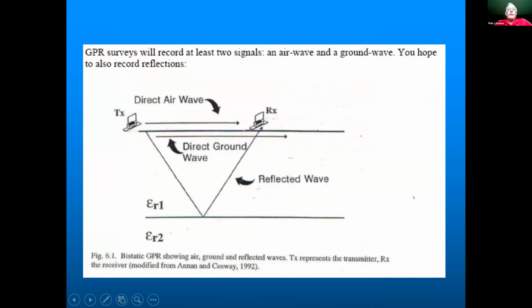This is a nice diagram, actually, I use in class. The direct air wave goes from transmitter to receiver. The direct ground wave does the same thing, but it passes through the upper part of the ground, generally within 10 centimeters of the surface. And then the direct reflected wave goes down, hits some kind of boundary, and then comes back up. So actually what you're interested in is the reflected wave. That's what you're after. Now these ER1 and ER2, this is the relative dielectric permittivity of these different layers.